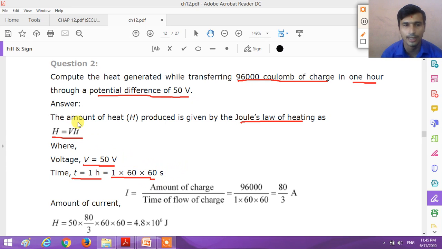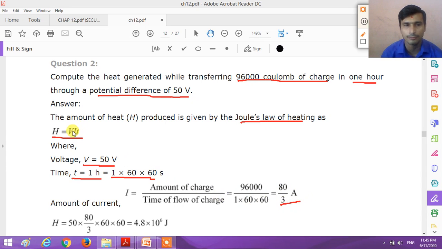Now we need to calculate the electric current passing through it. The amount of electric current I is equal to the amount of electric charge divided by time, right? You know the formula of electric current, I is equal to Q by T. Here the charge is given to you, 96,000, divided by time, 3600. We get the electric current passing through it as 80 by 3 ampere.